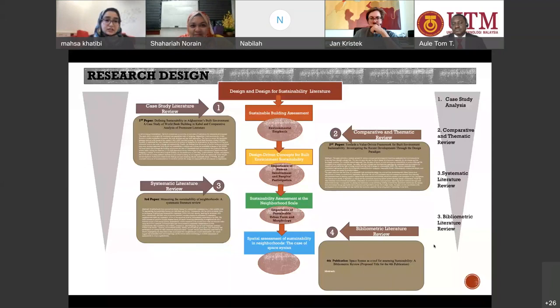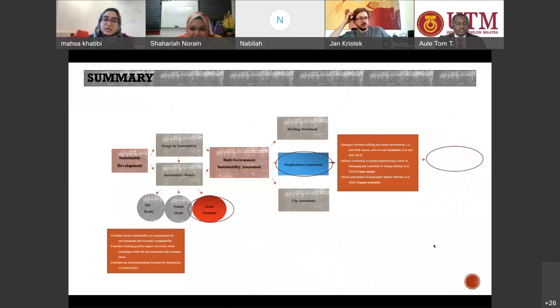Okay, thank you. Then neighborhood assessment and then spatial assessment. So the whole idea is that in terms of the sustainable models, we have socially dominant ones in terms of the assessment of the built environment, neighborhood assessment, and the particular area of interest is spatial assessment. So these are the articles as I described earlier.